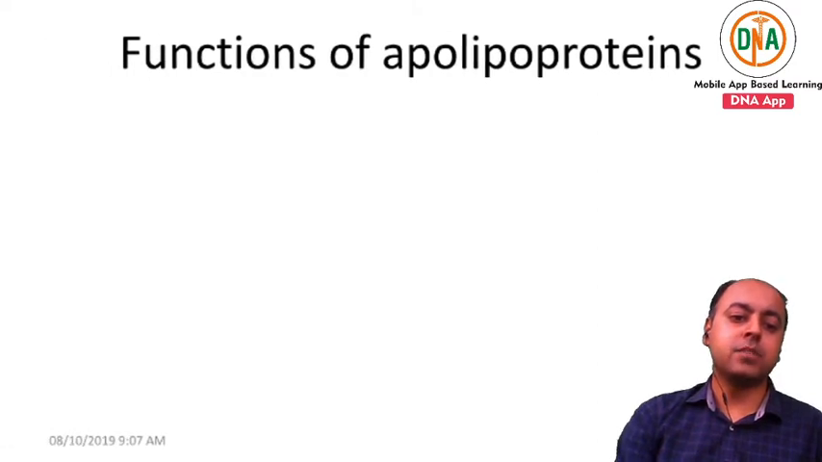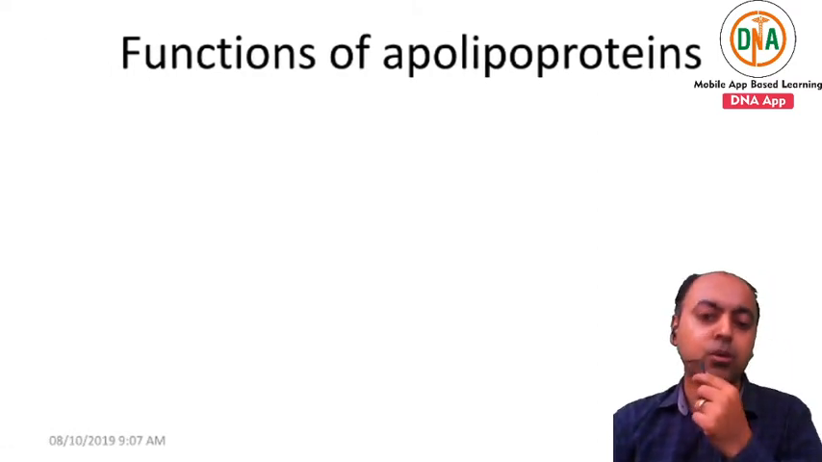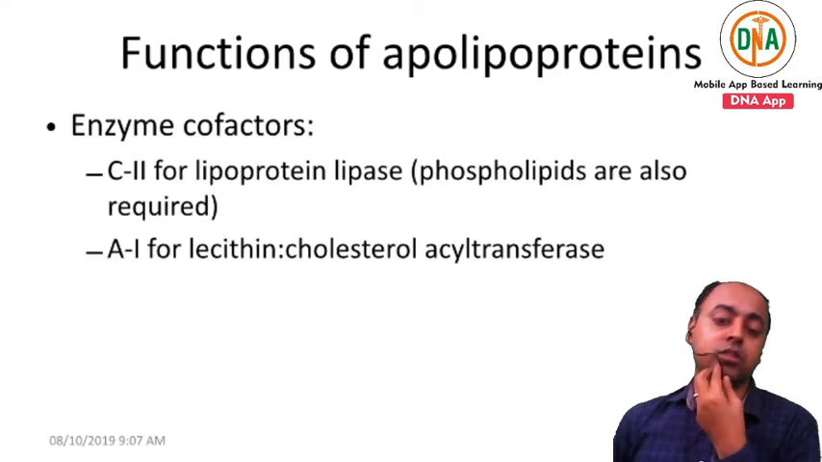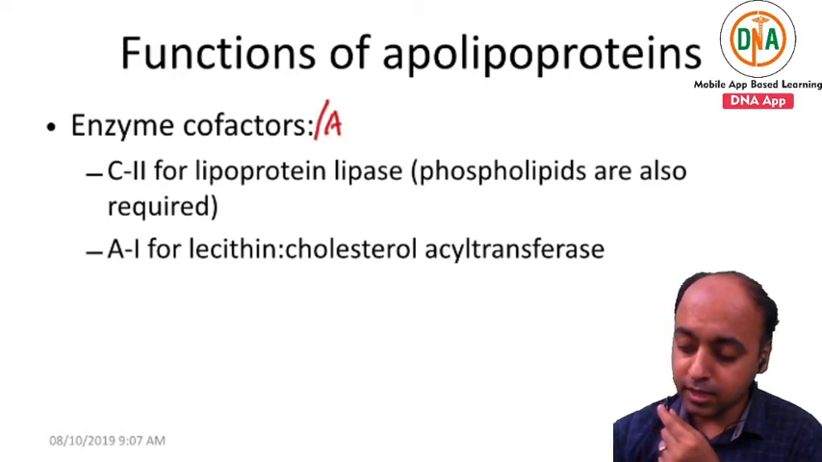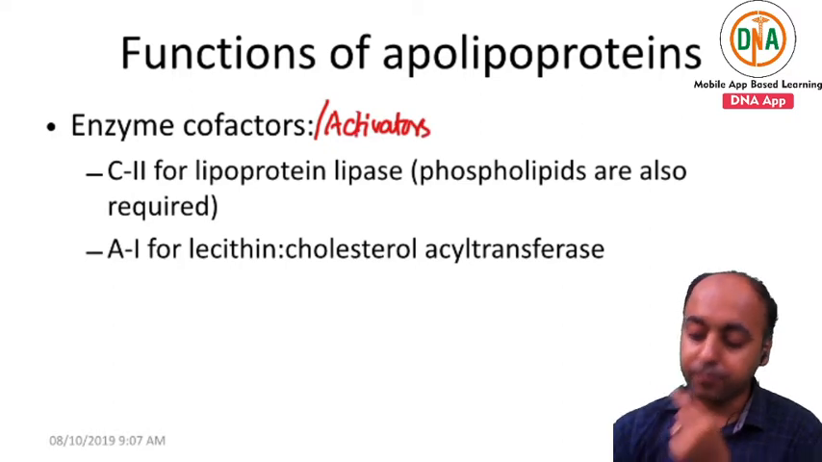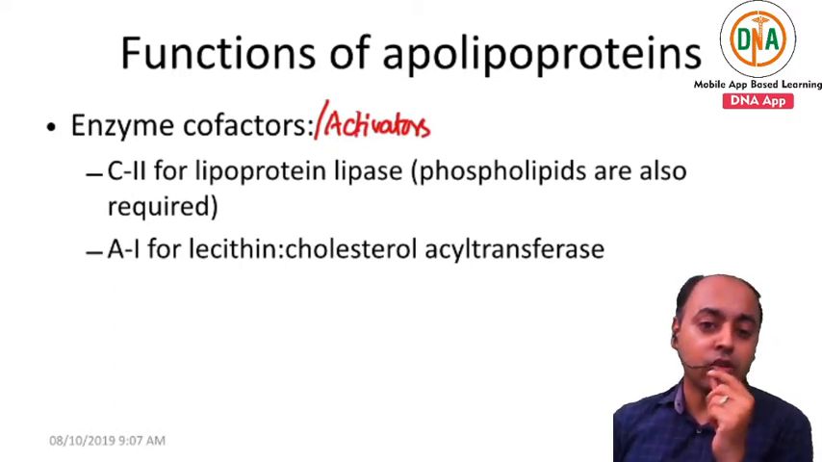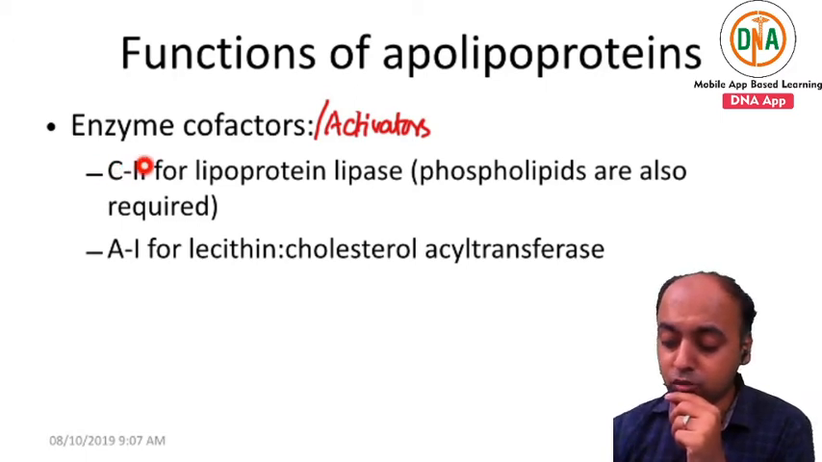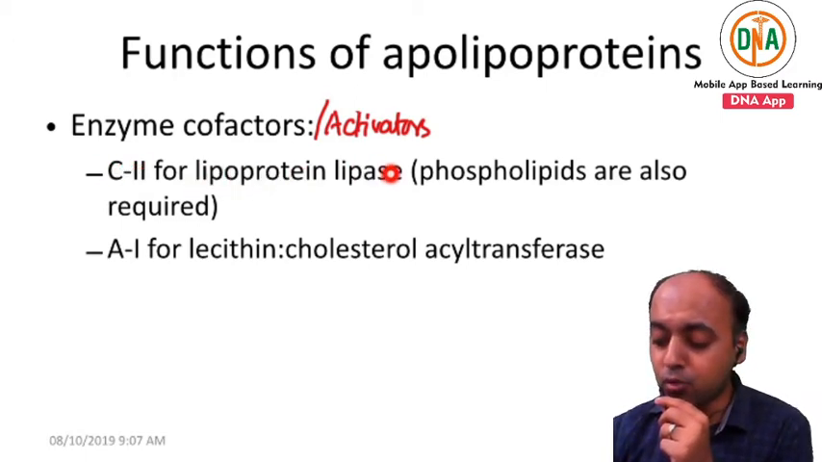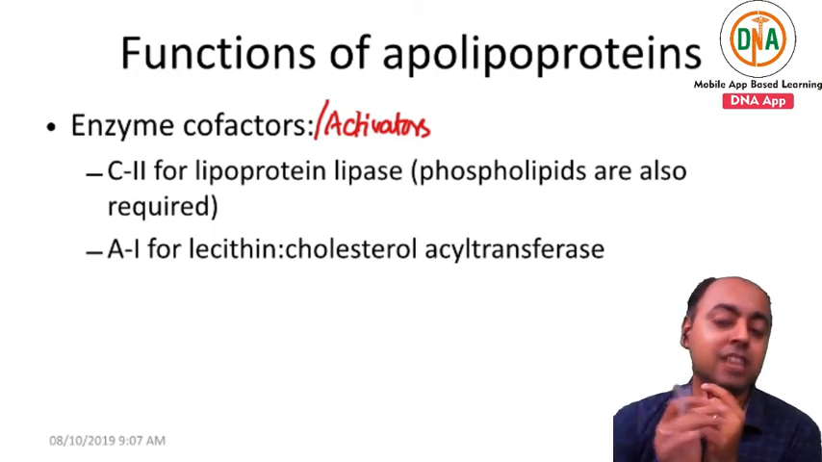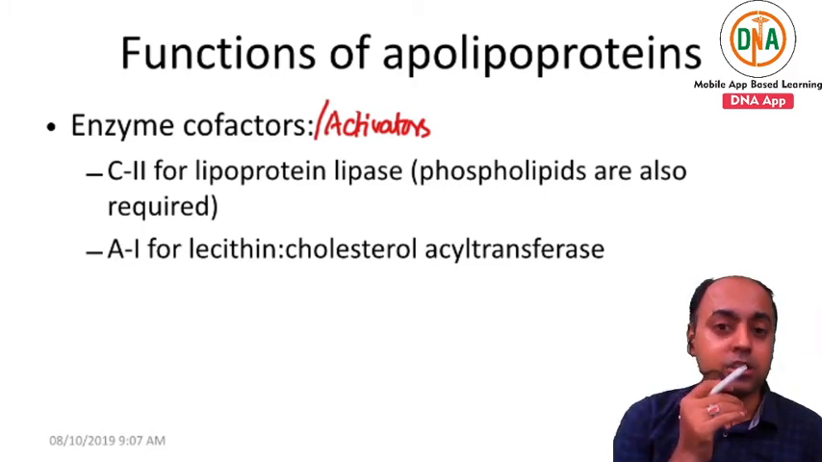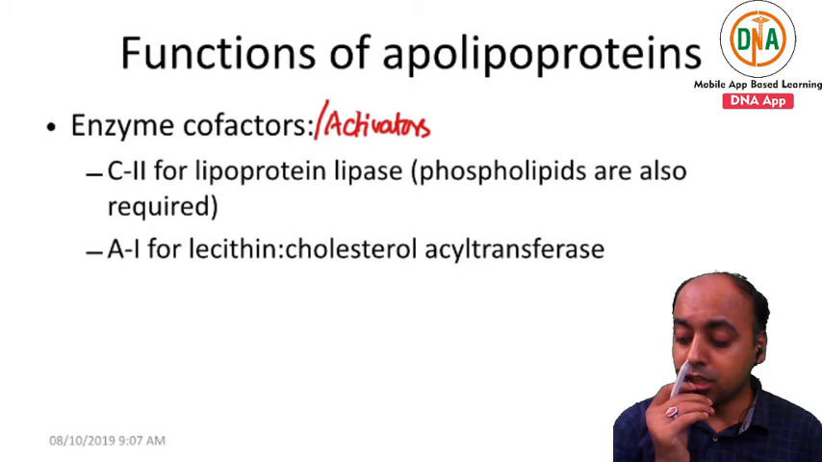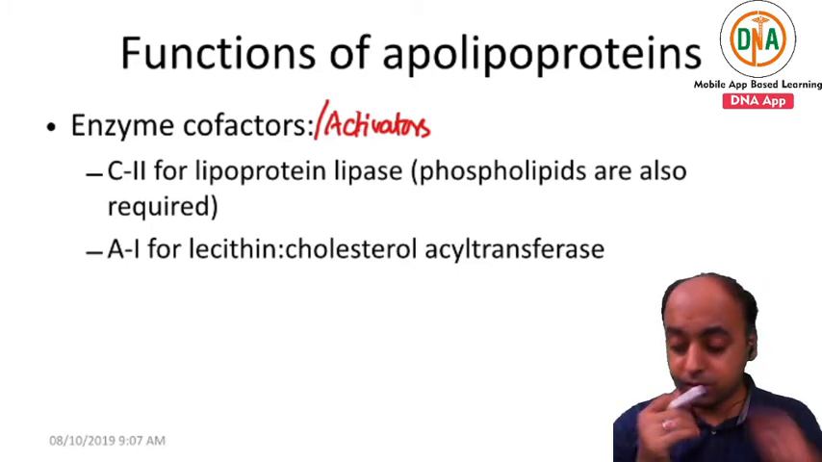Now, besides being ligands, which we already discussed, the apolipoproteins can also perform other functions. They can act as enzyme cofactors, or in other words, they can act as activators of the enzyme. ApoC2 is an activator for lipoprotein lipase. Lipoprotein lipase is an enzyme which is attached to the endothelium of capillaries. It breaks down the triacylglycerol in the lipoproteins. So ApoC2 is the activator for lipoprotein lipase.